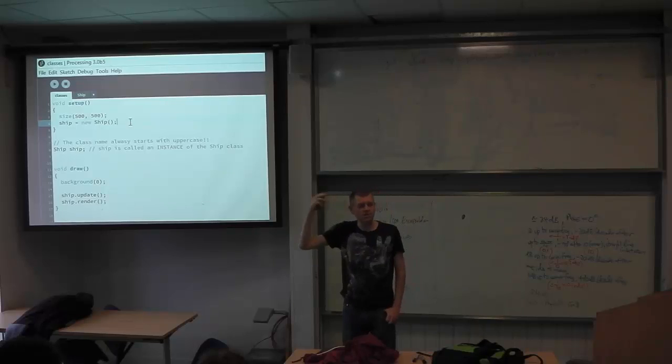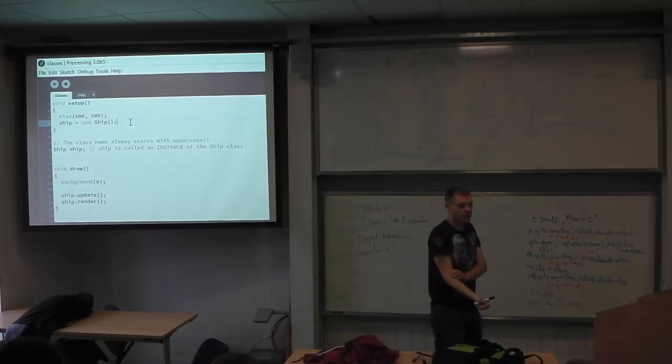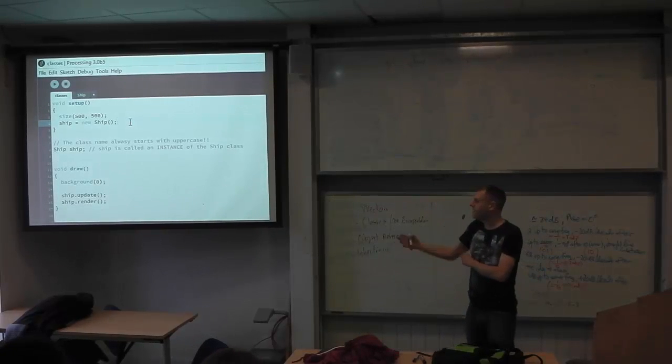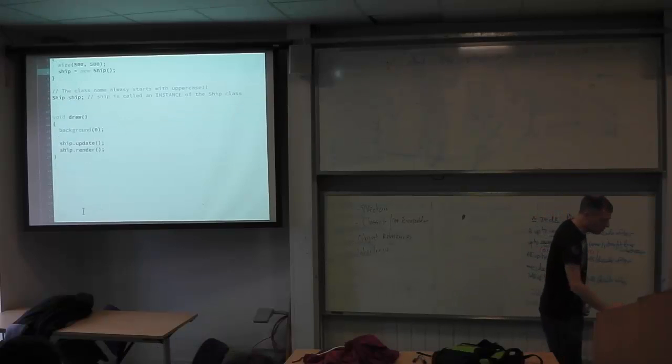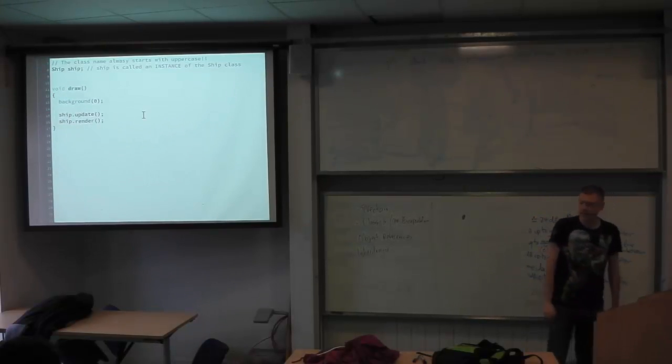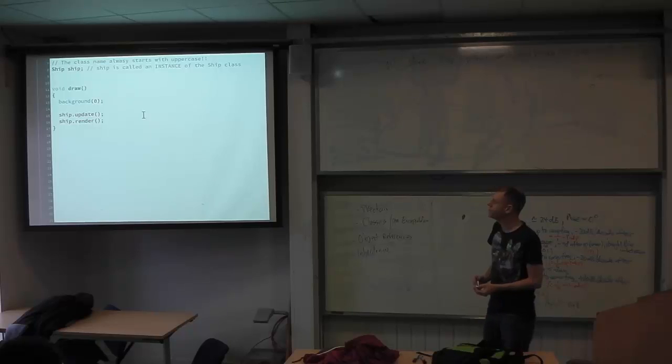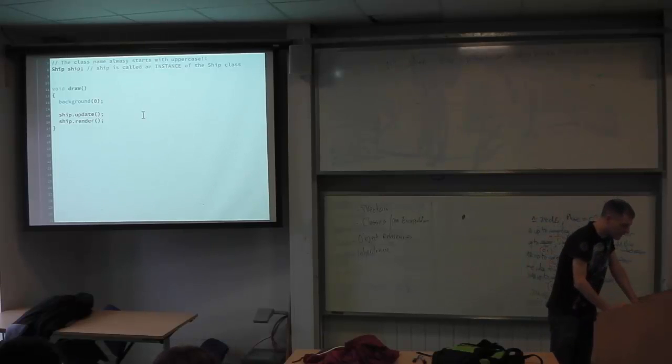What that will do is it goes and allocates the memory required to store those fields for the ship, right? And now ship references an object of type Ship, the ship with a lowercase. Down here you can go ship.update and ship.render. So these are calling the update and render methods on the ship instance.